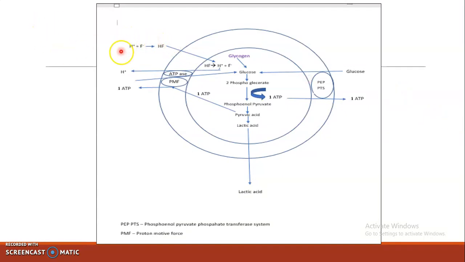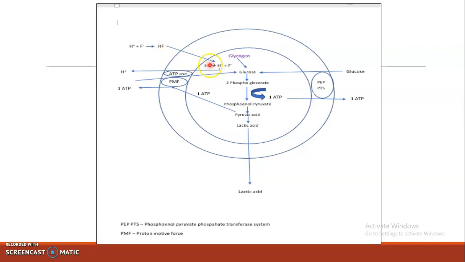So always the ionic fluoride, if it is available as F minus, does not enter the bacterial cell wall if it is in the ionic state. Okay. So when the pH of saliva goes down, you all know that when the pH goes down, the amount of H plus availability increases. So the H plus combines with F minus to form hydrofluoric acid, and that gets into the bacterial cell.